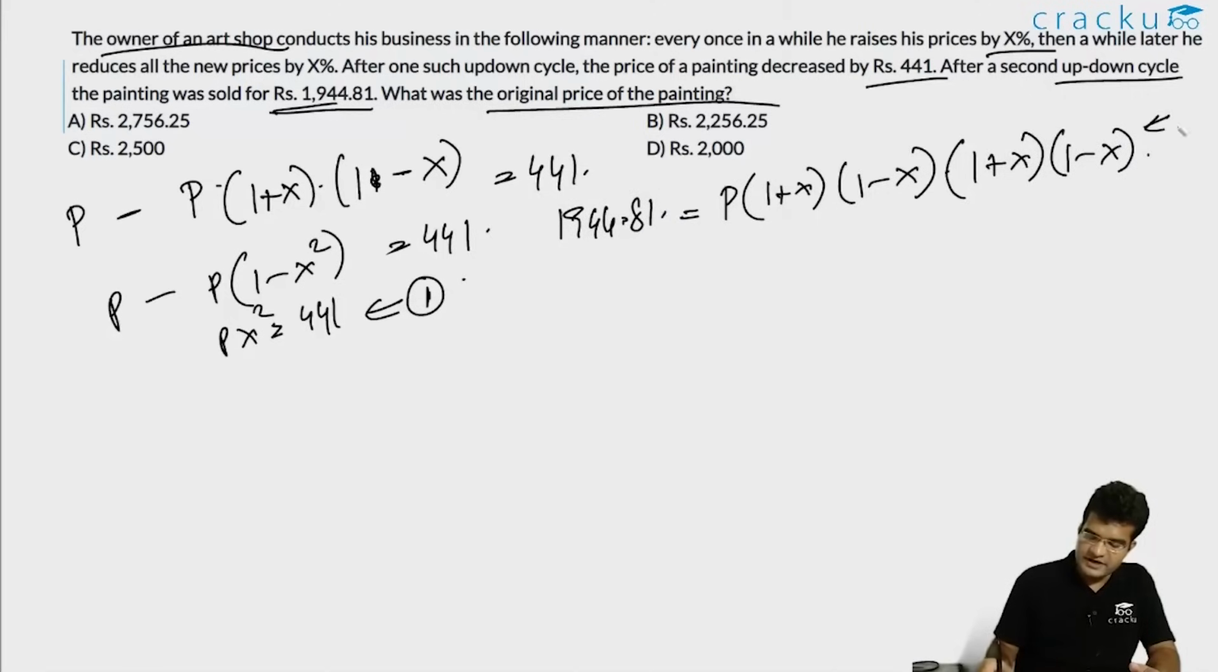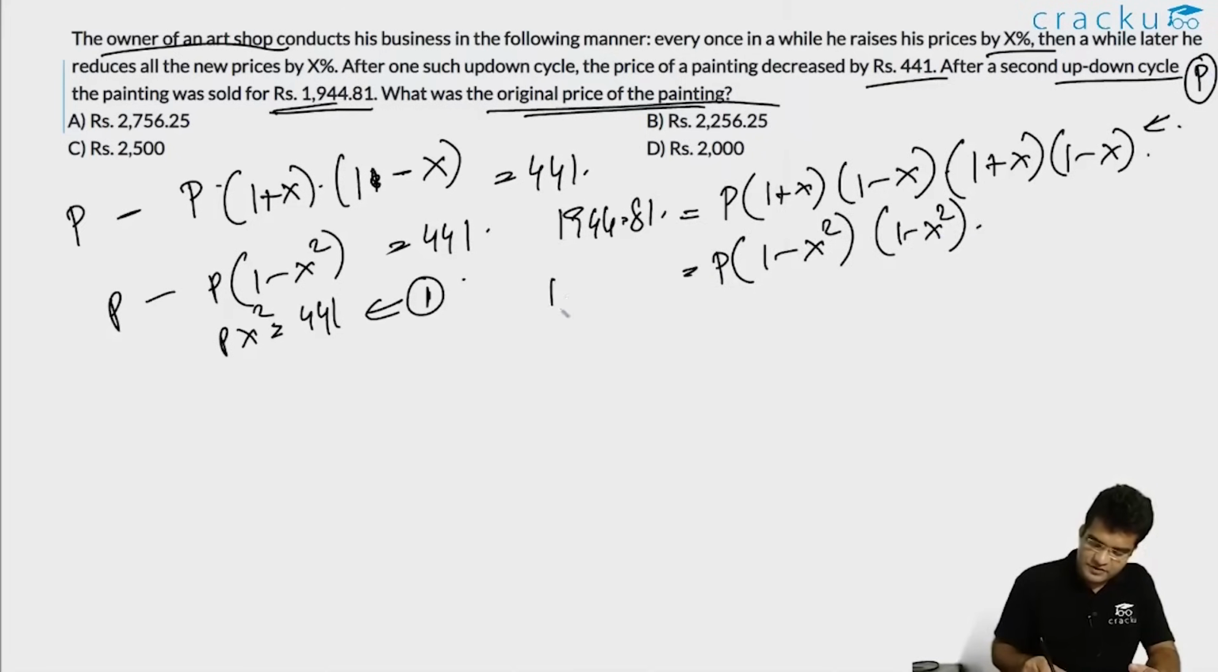So again, you are going to get another equation in P and X, and we are supposed to find out what is the original price of the painting. That is, we are required to find out what is the value of P. So if you look at the second equation, this is P into (1 minus X square) into (1 minus X square). This, we are told, is equal to 1944.81.